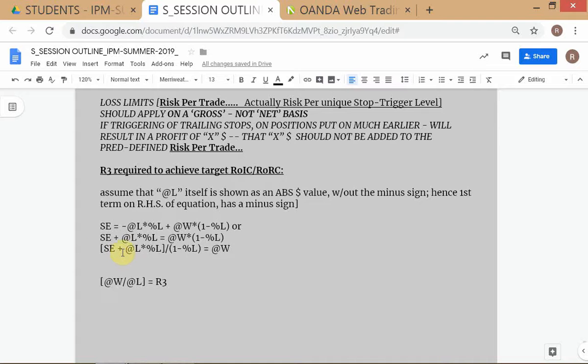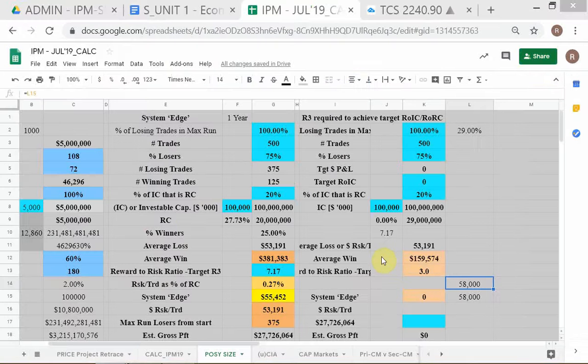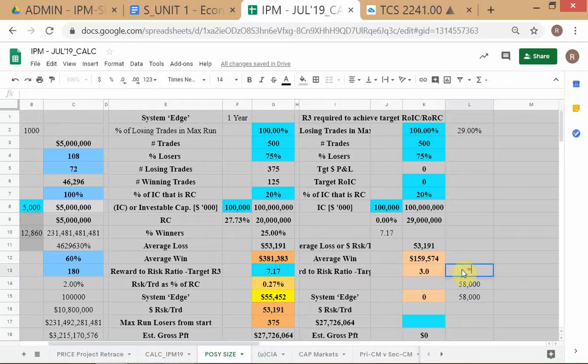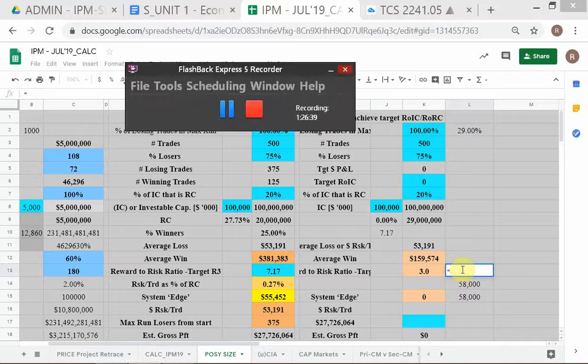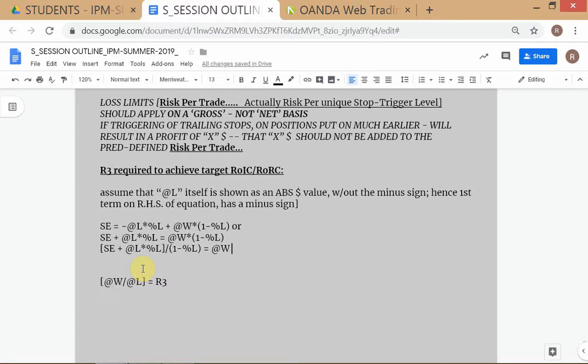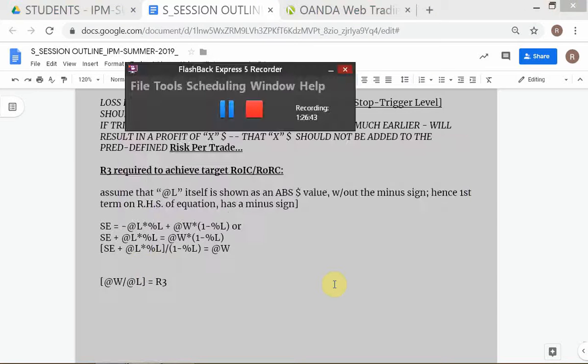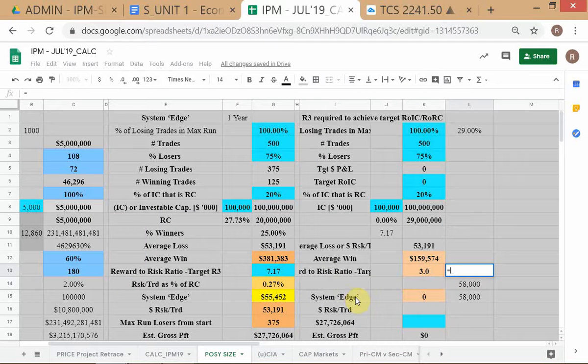So first we write system edge. Then in another row we have to write system edge plus average loss into percentage loss. Okay, so let's write this, or plus, what is it? So into.